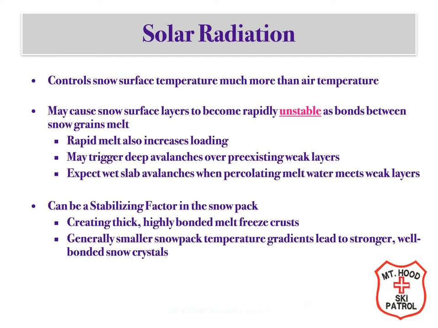Solar radiation can also contribute to snowpack stability. Solar radiation heats up the surface layer, melting bonds. At night, the snow crystals refreeze, creating very stable melt-freeze crusts. This effect is most pronounced in the spring.